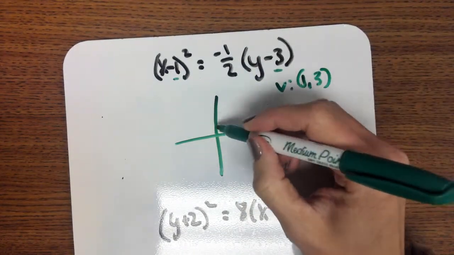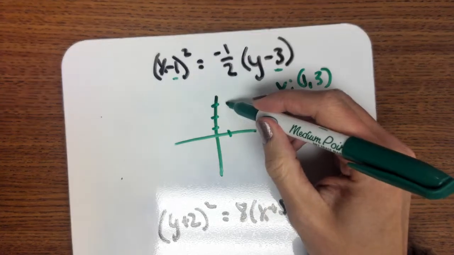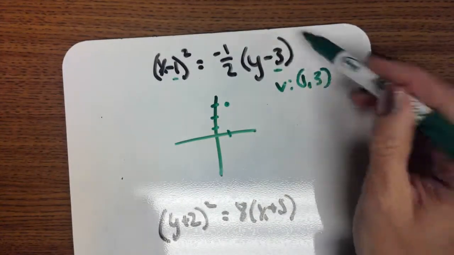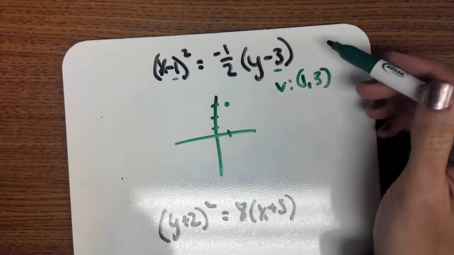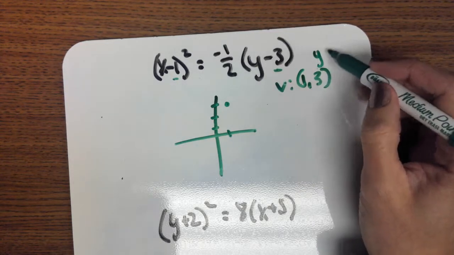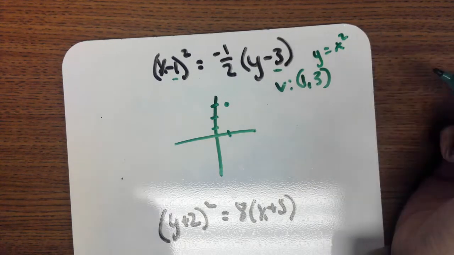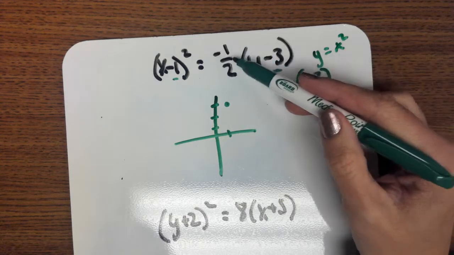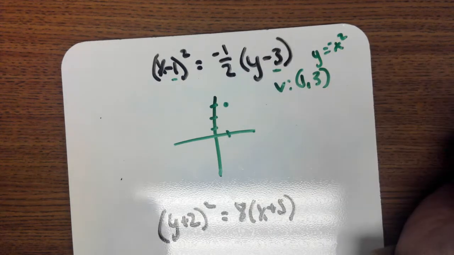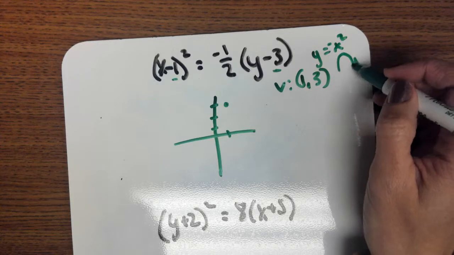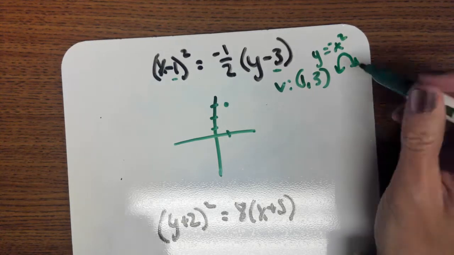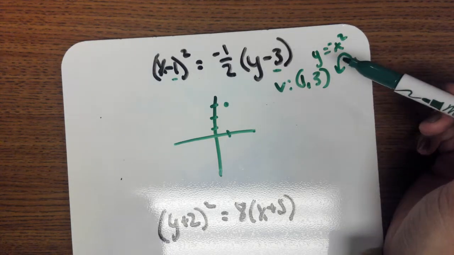So that's the first thing that I plot. There's my vertex. Then I look at the value that's not squared. Well, y is not being squared, so we could think of this as a y equals x squared parabola. Since it's a negative, we could throw a little negative value. So this parabola is actually going to be opening upside down. So that's just kind of going forward, think about what it looks like.